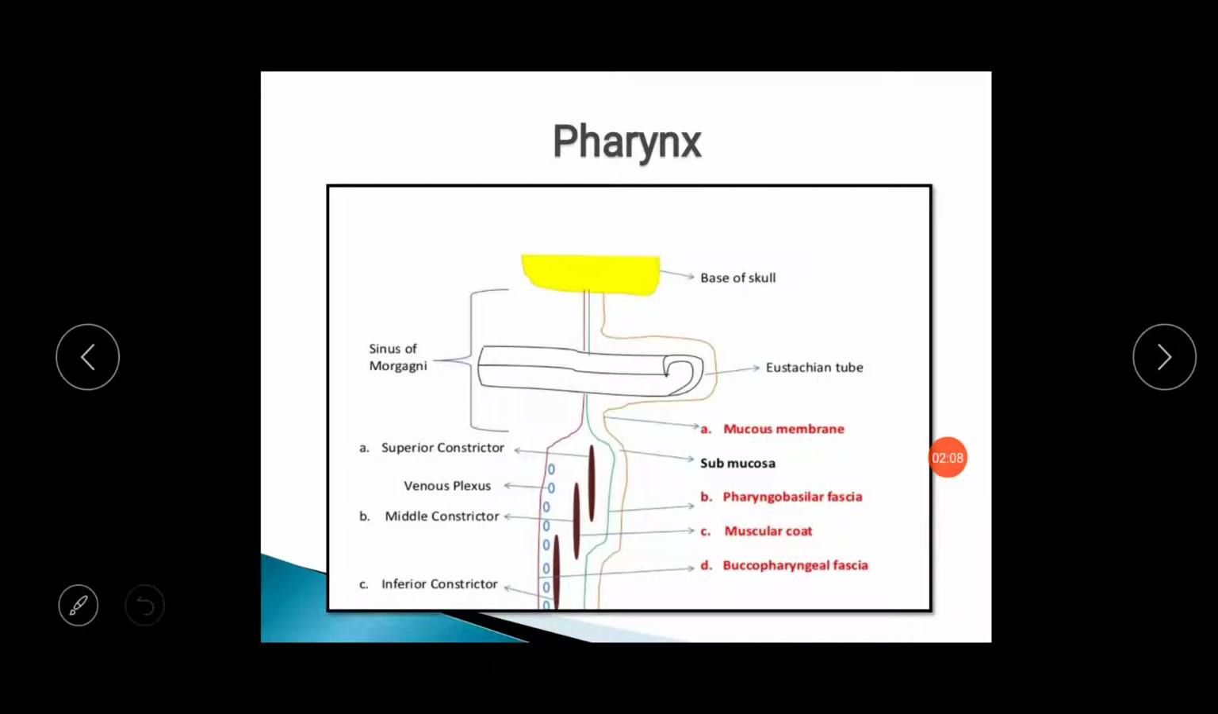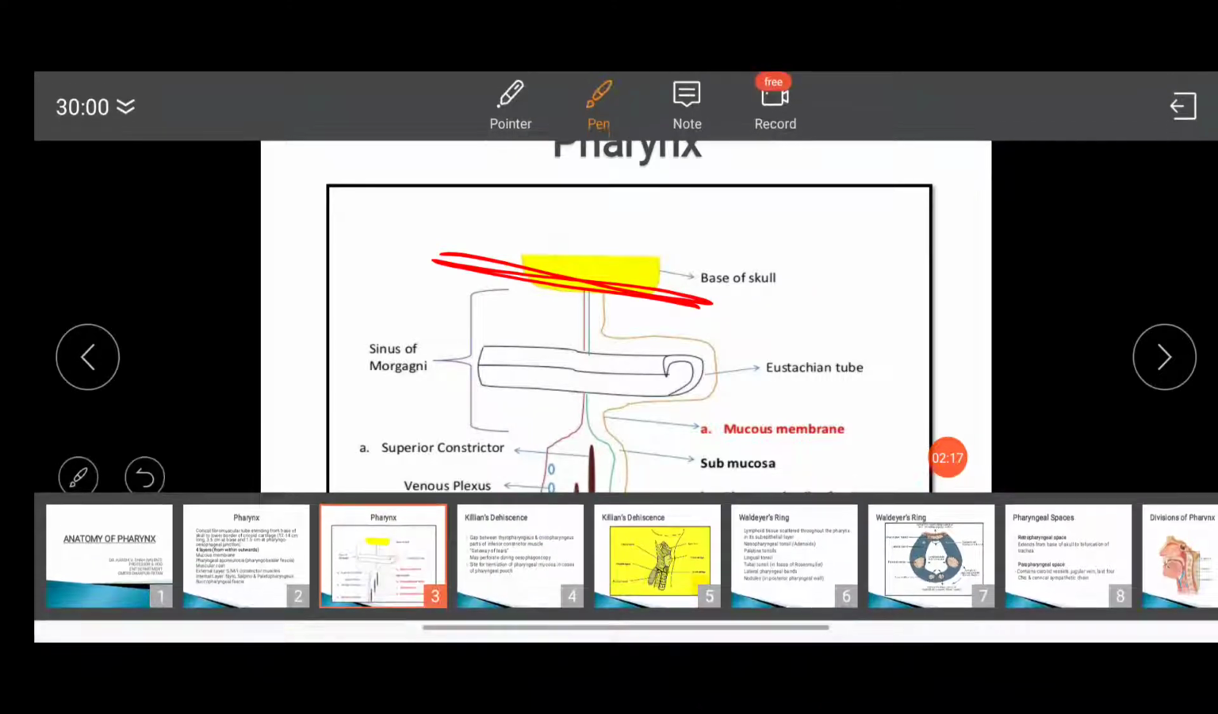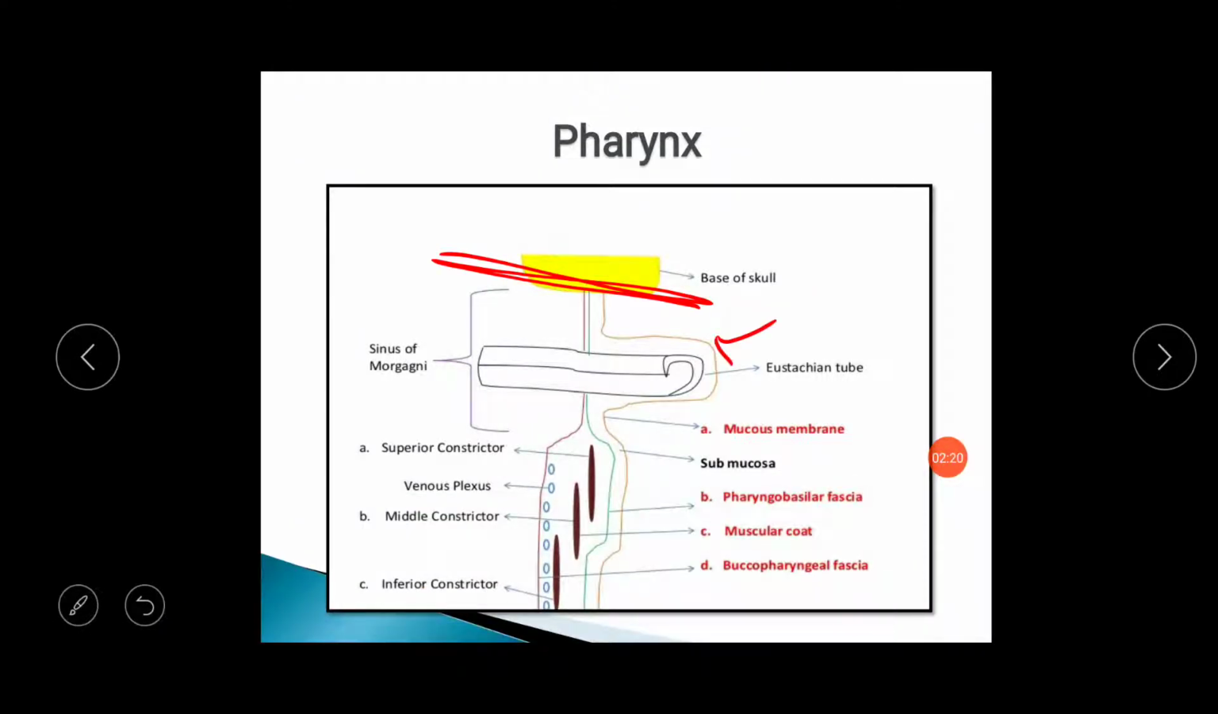So this is a diagrammatic representation of the conical fibromuscular tube called the pharynx. This is the most superior attachment over the base of the skull. This is the innermost part, that is the mucous membrane, followed by the pharyngobasilar fascia, followed by the muscular layer, and the last one is the 4th layer, that is the buccopharyngeal fascia. This pharynx is usually pierced by different structures, mainly the eustachian tube, the ascending pharyngeal artery, and 2 muscles which we will talk about in later slides.